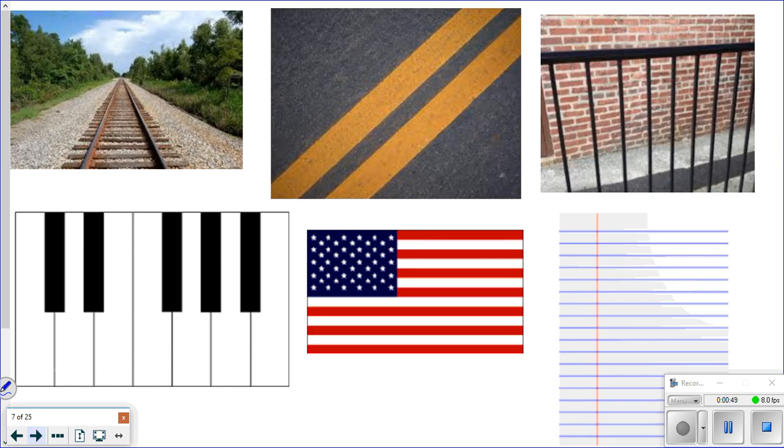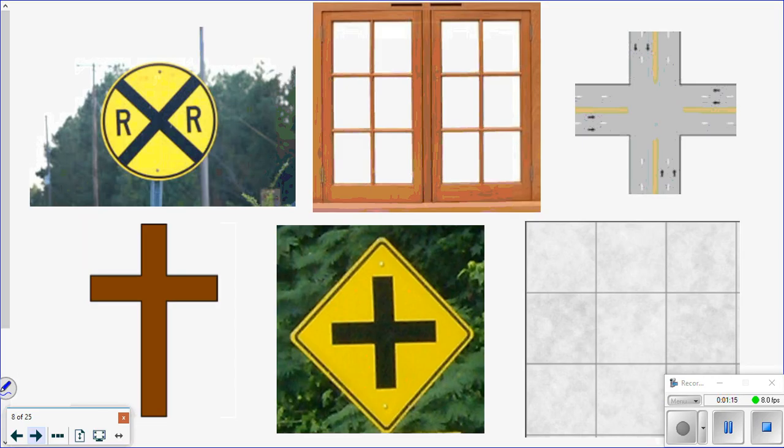So, where do we see parallel lines in nature? Here are some examples. Parallel lines, they never touch. They're equidistant from each other at all points. What about perpendicular lines? Perpendicular lines intersect, and when they intersect, they form a 90-degree angle, a right angle.